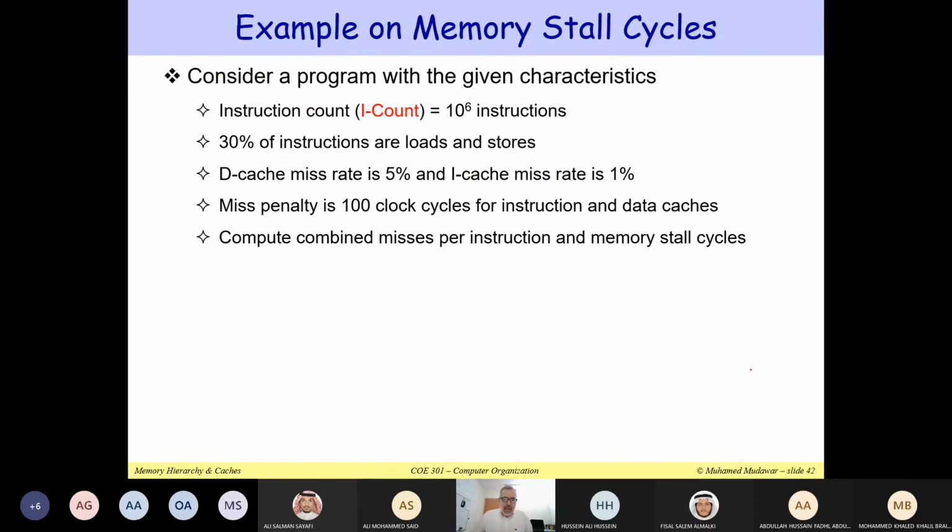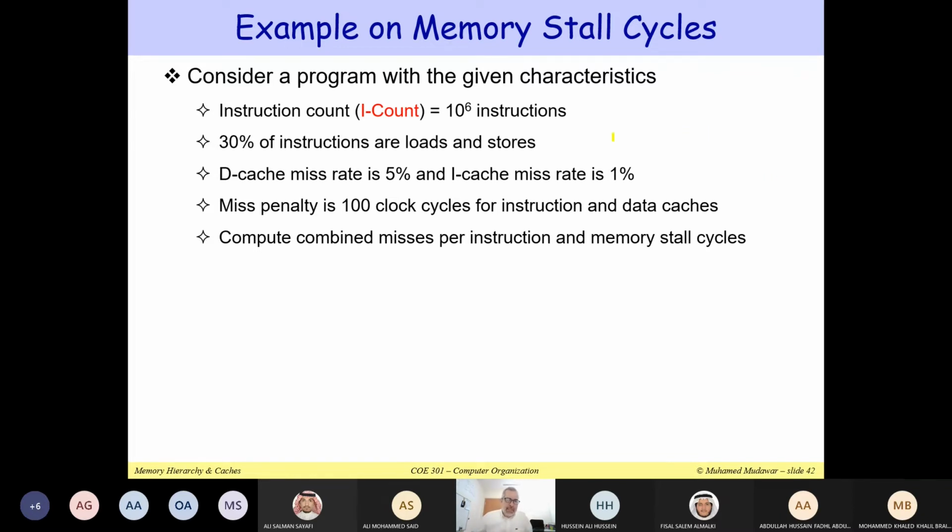Now it says that consider a program that has the following characteristics. The instruction count is 1 million, so we have 1 million instructions. 30% are load and store. This is my load store frequency. It's given as 30%, that's 30% of the total instruction count.